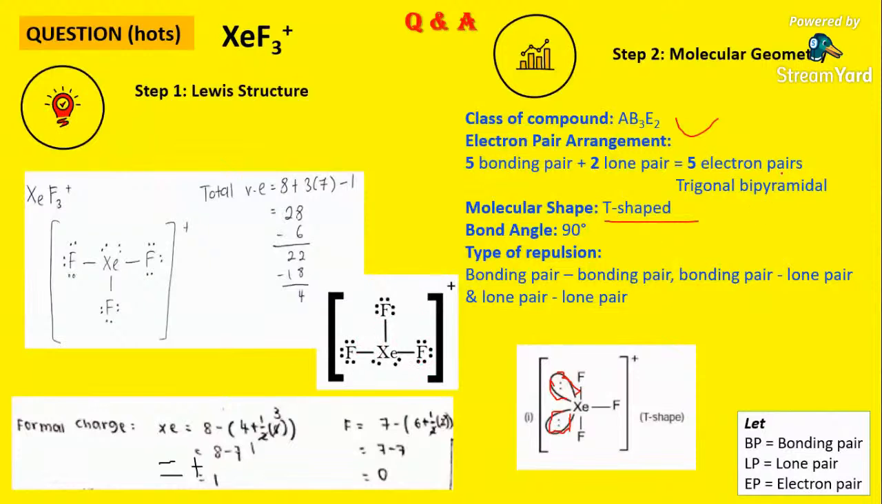B3, E2, 5 electron pairs, trigonal bipyramidal, but the molecular shape has to refer to the 2 lone pairs, so T-shape. 1 angle 90, type of repulsion, 1 package. If you write the short form, you must mention this one. If you write the full term, no need. Again, why show the charge here? Because we need to check which atom the positive charge refers to. The positive one refers to xenon. That's why.